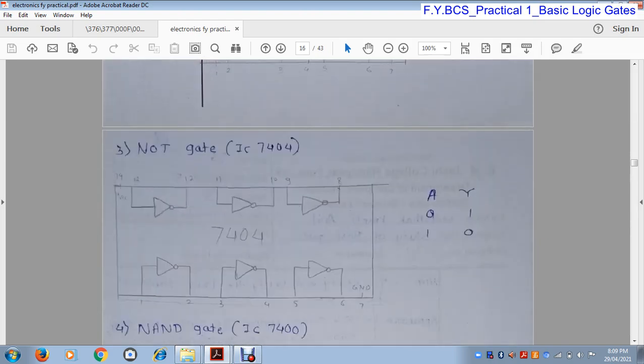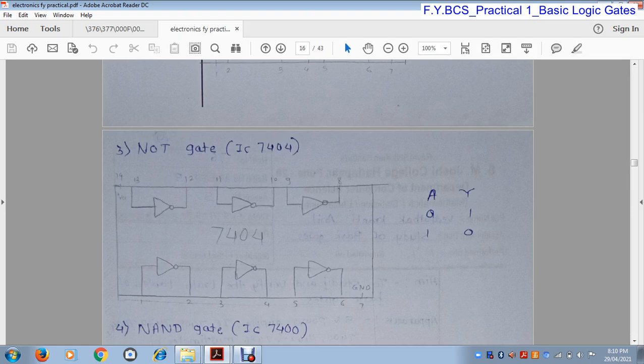Now the third gate is the NOT gate, and we use the 7404 IC for the NOT gate. This IC is also a 14 pin IC. Out of these 14 pins, pin number 7 is ground and pin number 14 is VCC. That means we provide the power supply to the 7404 IC at pin number 14.